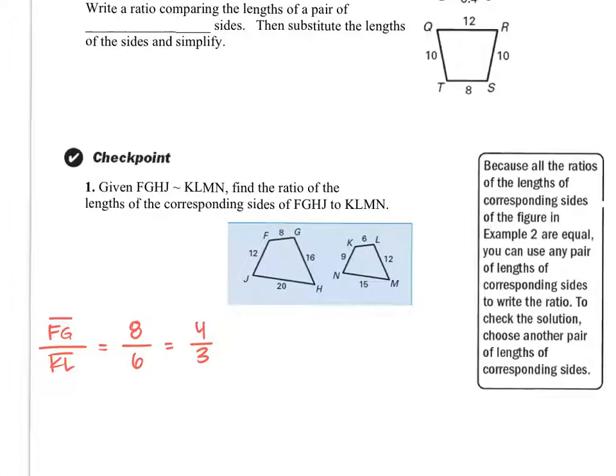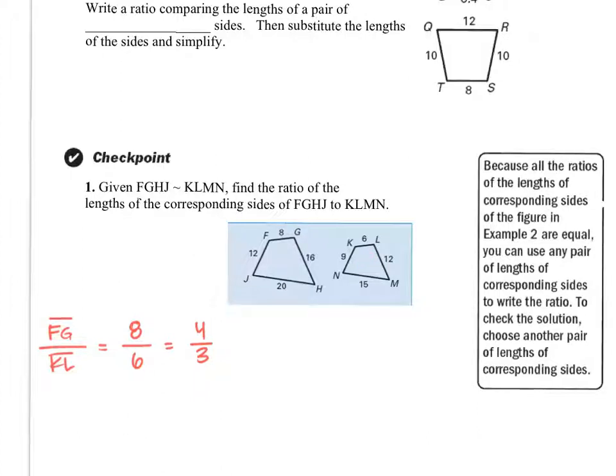One other thing that I didn't point out in the previous example that is incredibly important is, remember, when we deal with ratios, the order matters. This tells us to go from shape F, G, H, J to KLMN. So you must list this shape first or on top and this shape second or on bottom.